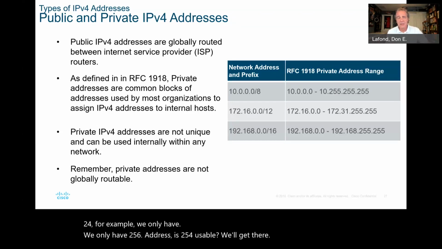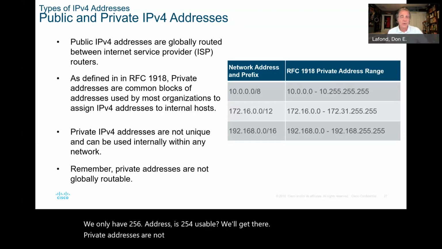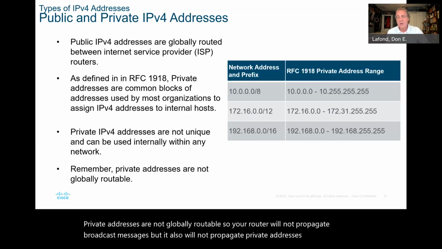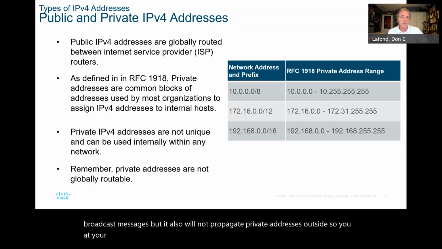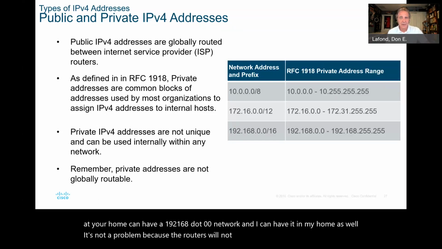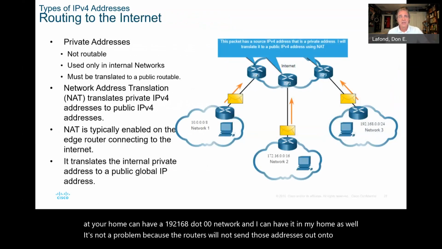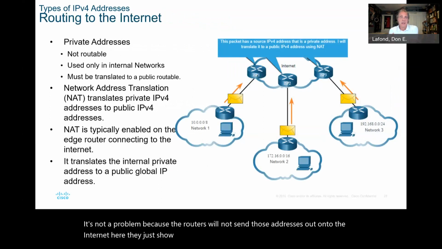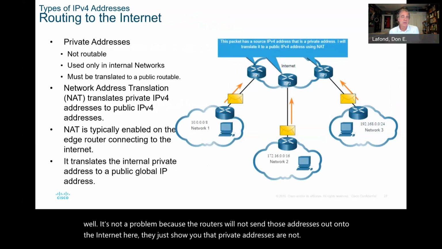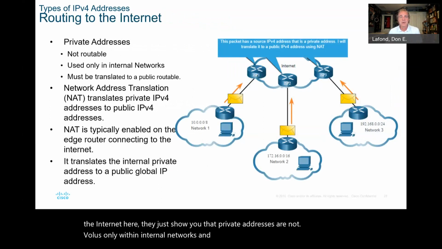Private addresses are not globally routable. So your router will not propagate broadcast messages, but it also will not propagate private addresses outside. So you at your home can have a 192.168.0.0 network, and I can have it in my home as well. It's not a problem because the routers will not send those addresses out onto the internet. Here they just show you that private addresses are not routable, used only within internal networks, and they must be translated to a public address.